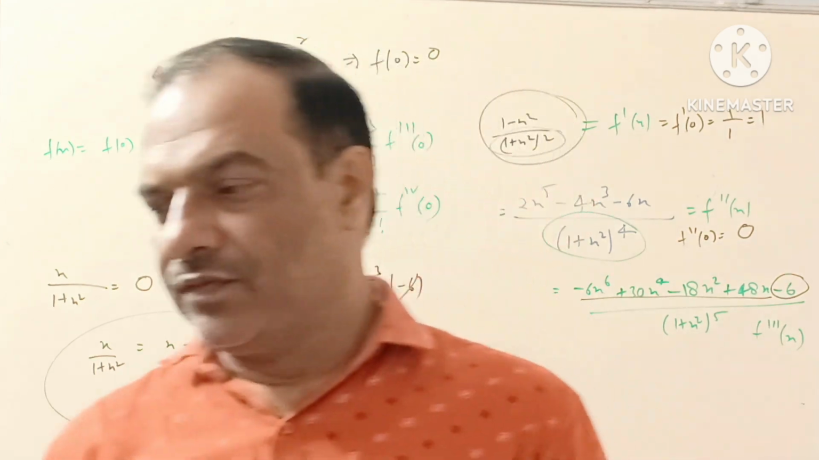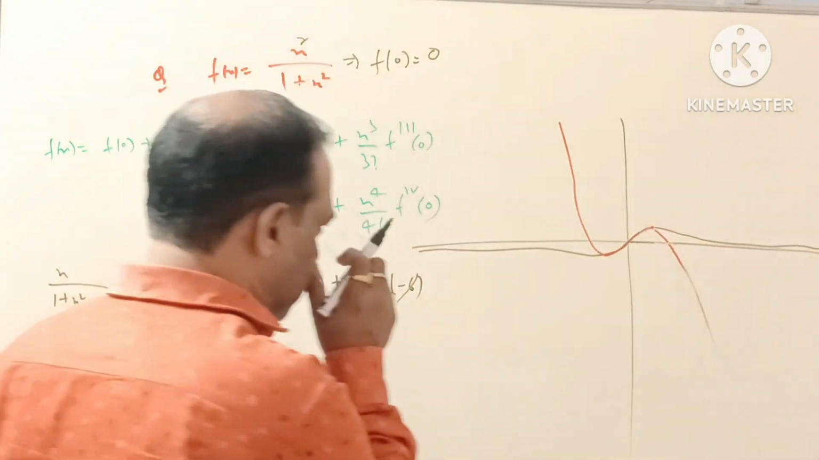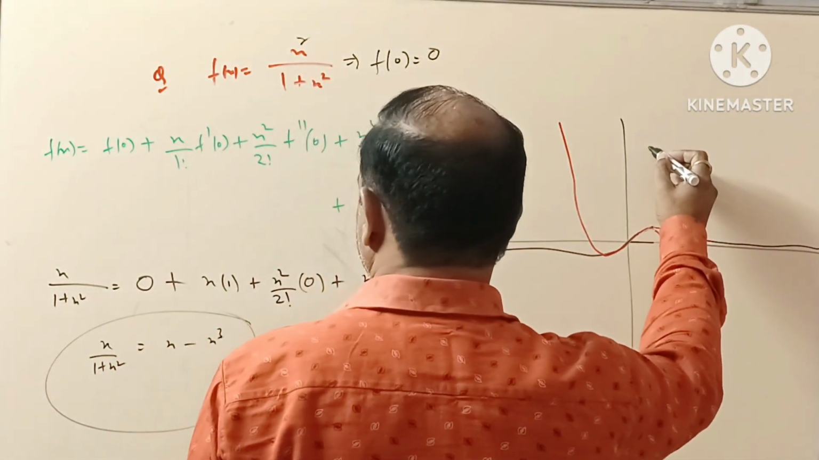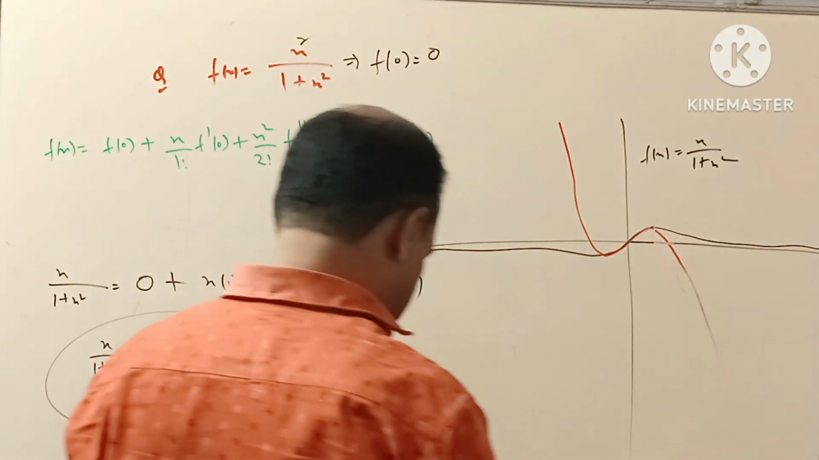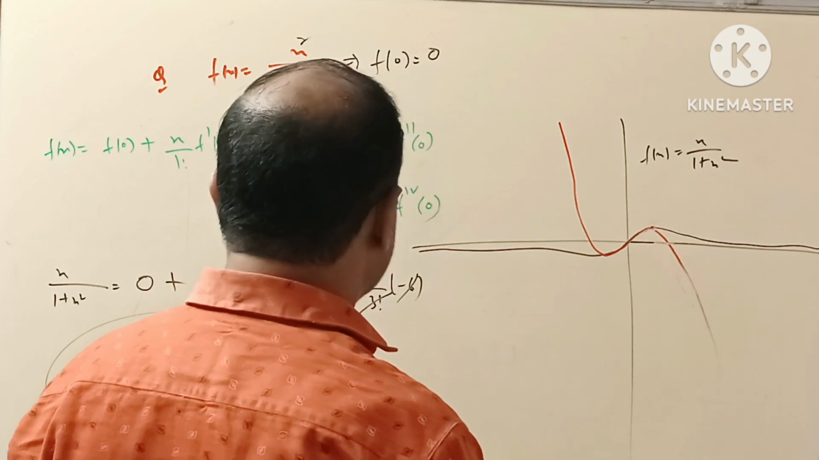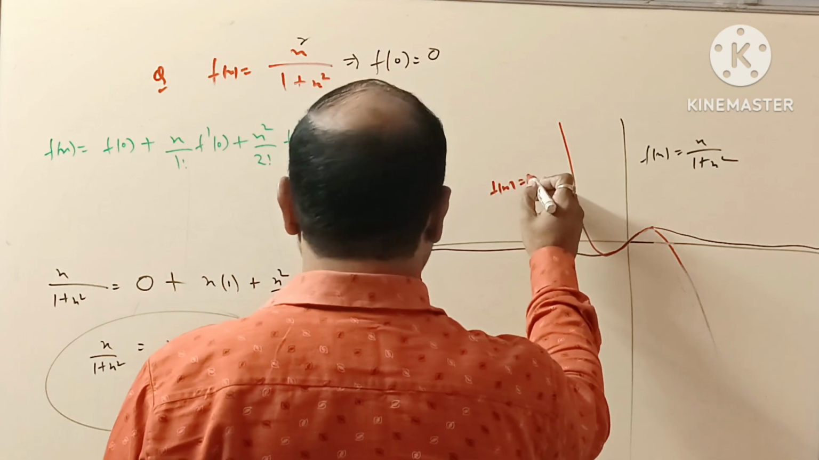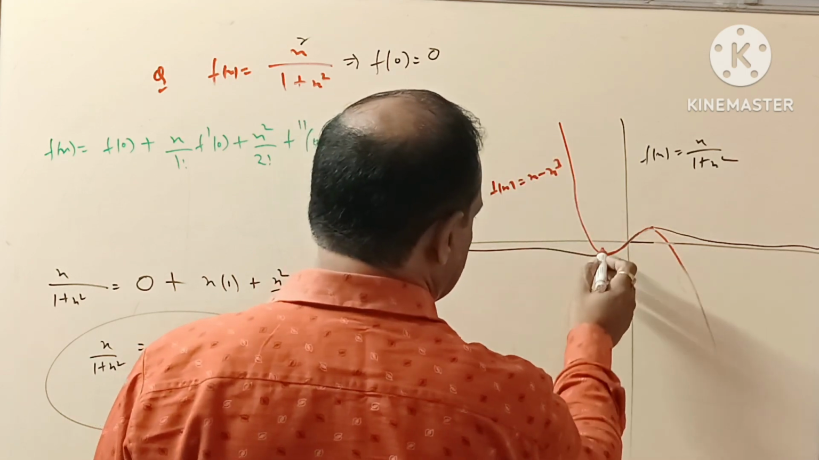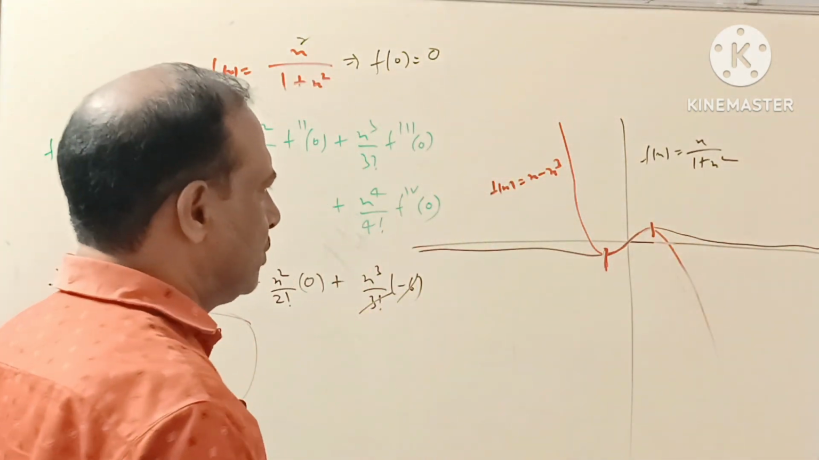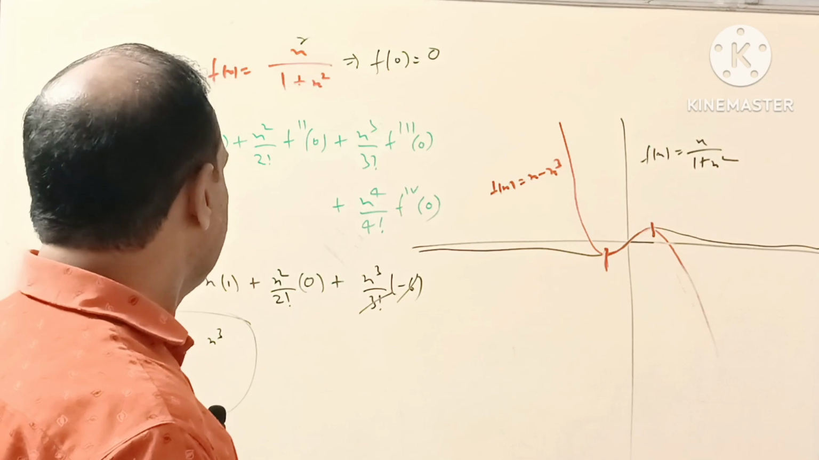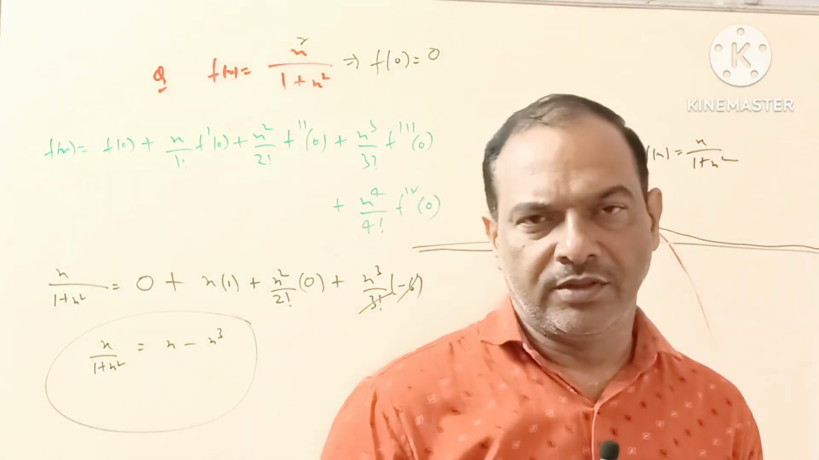Now I will draw the graph of this equation to see if everything is correct. This is the graph for the function f(x) equal to x over 1 plus x square, and the red one is f(x) equal to x minus x cube. Here we see that the graphs overlap from this part to this part, which shows that our answer is absolutely correct. Now we came to know about the Maclaurin series.